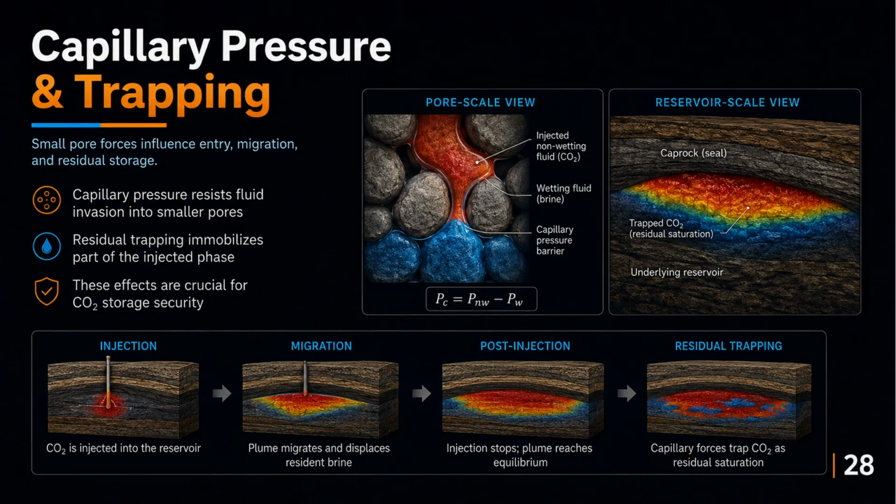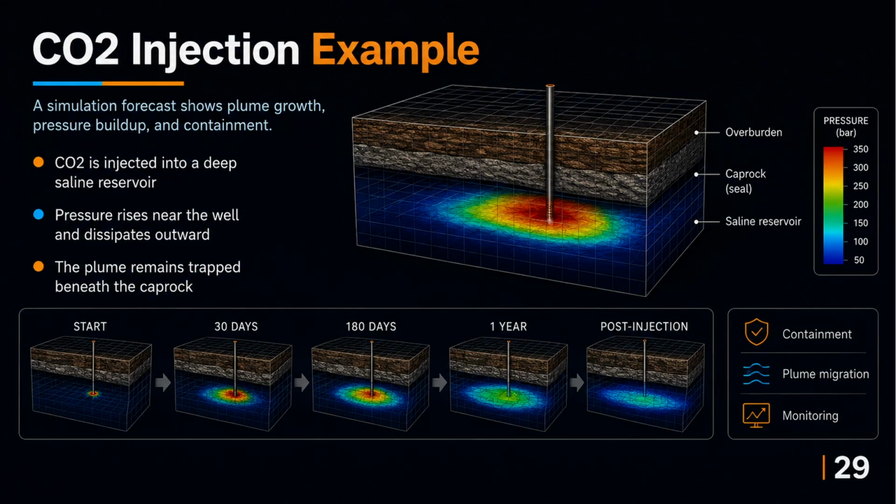This slide reminds us that simulation is not only about Darcy flow at large scale. Pore scale physics, such as capillarity, can control field scale outcomes. Now that we understand capillary pressure and trapping, let us move to CO₂ injection example. Now we apply the reservoir simulation workflow to CO₂ injection.